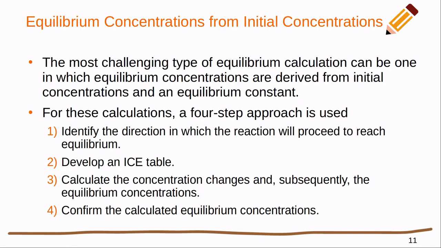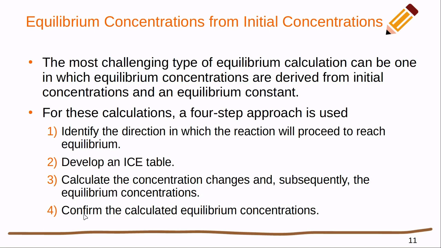Now for these problems, we're going to have a 4-step approach. All right, the first thing we're going to do is identify the direction in which the reaction proceeds to reach equilibrium. We can't take that for granted, okay? We need to figure out, is this going to go from the left to the right or the right to the left? The second thing we're going to do is develop our ICE table. The third thing we're going to do is calculate the concentration changes and subsequently the equilibrium concentrations, okay? We're going to do this from values that we have in our ICE table.